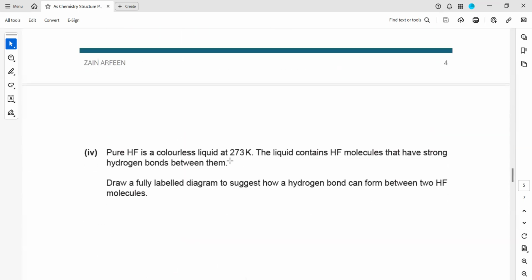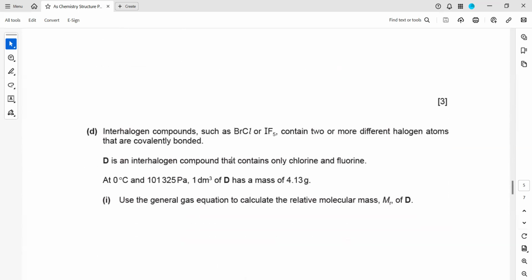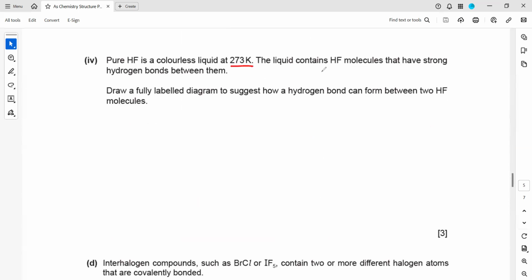Next is C4. Pure hydrogen fluoride is a colorless liquid at 273 Kelvin, and the liquid contains HF molecules that have strong hydrogen bonds. Suggest how the hydrogen bond can be formed between the two molecules.